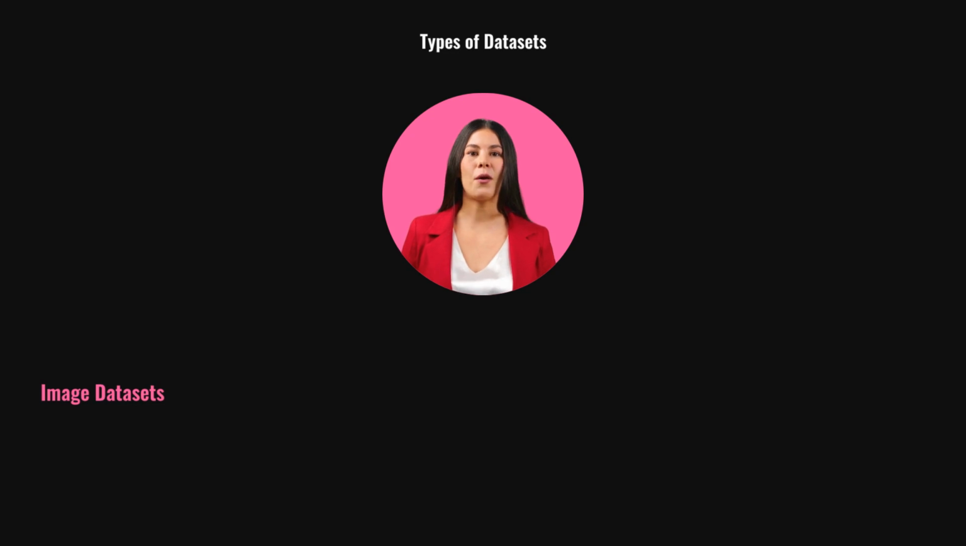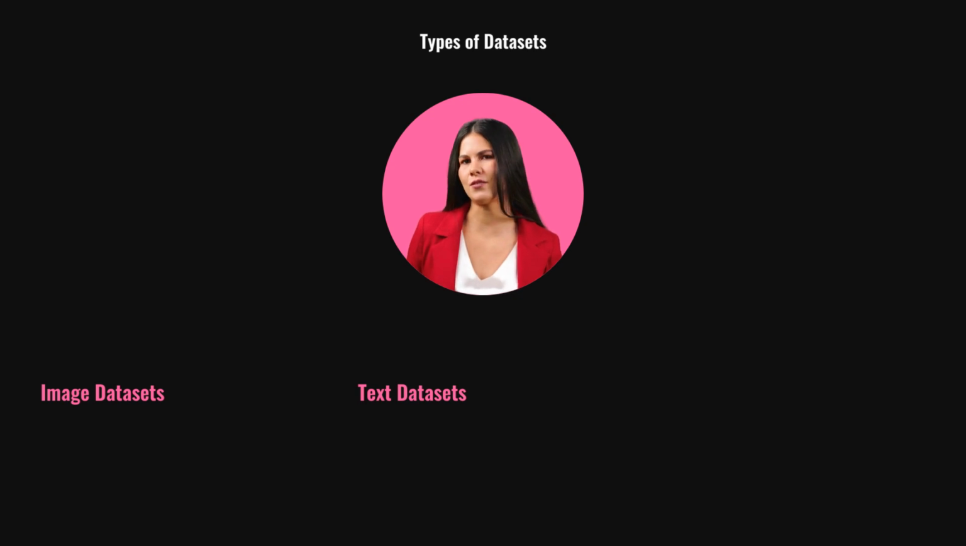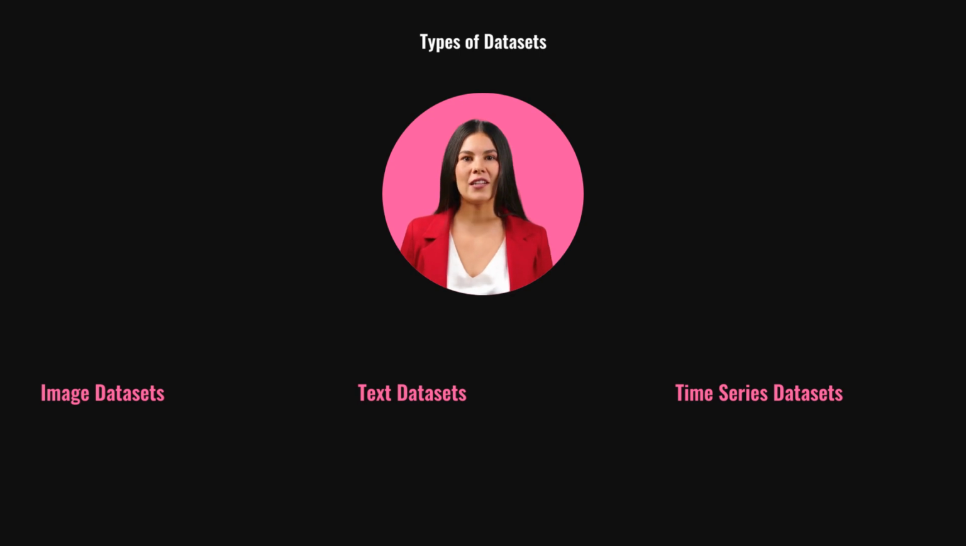Image datasets are pivotal for computer vision tasks like classification and segmentation. Text datasets drive natural language processing tasks such as sentiment analysis and translation. Time series datasets are essential for forecasting and anomaly detection. Each dataset type serves specific machine learning needs, ensuring models are trained effectively for their intended applications.